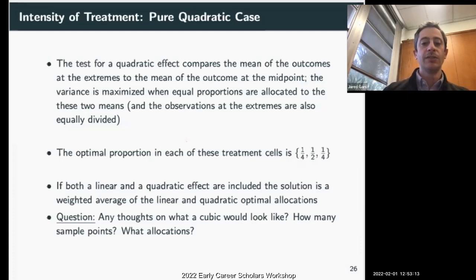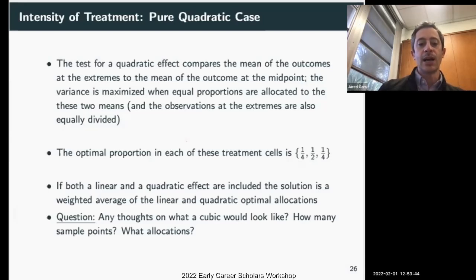So intuitively, the test for the quadratic effect will compare the mean of the outcomes at the extremes to the mean of the outcome at the midpoint. And as before, the variance is going to be maximized when equal proportions are allocated to these two means, the midpoint and then the extremes. So how do we do that? We can equally divide the extremes so that the optimal proportion in each cell would then be a quarter. And then the other half of the sample would be at the midpoint.